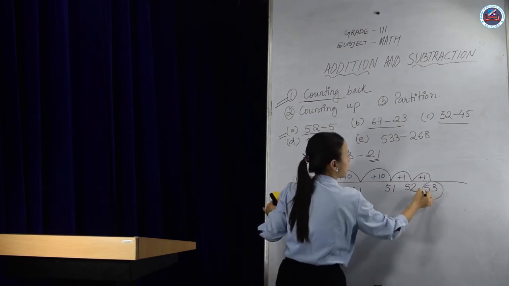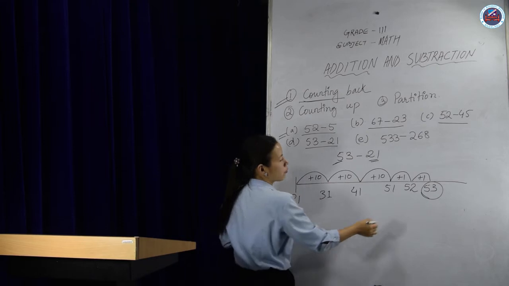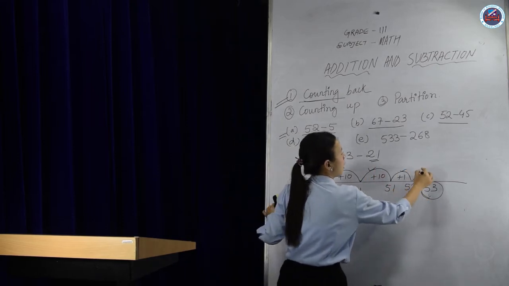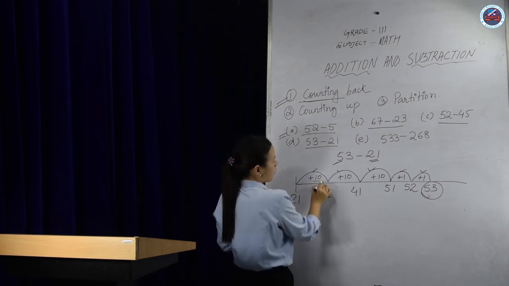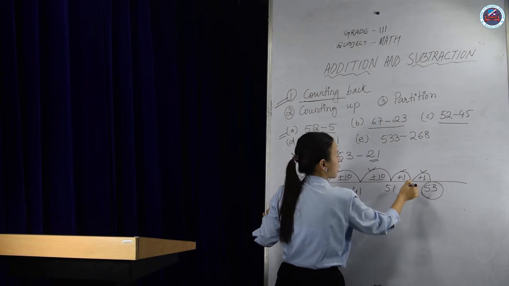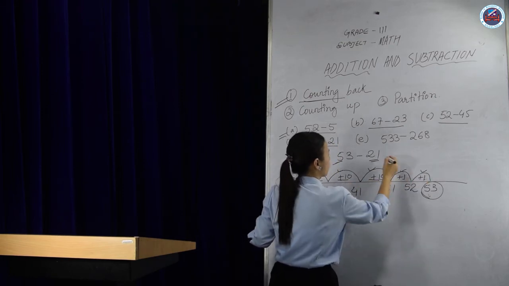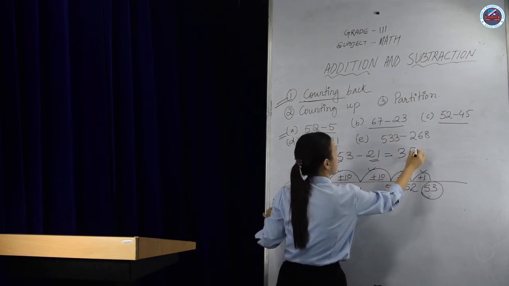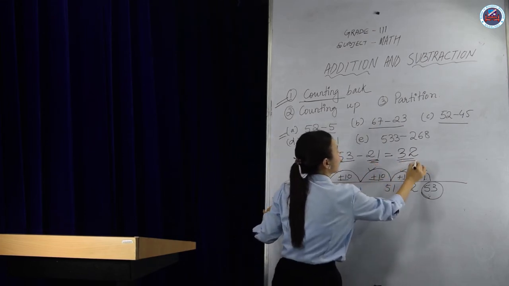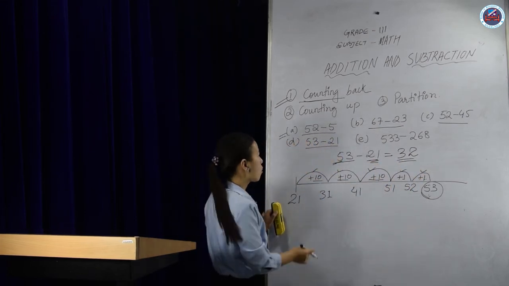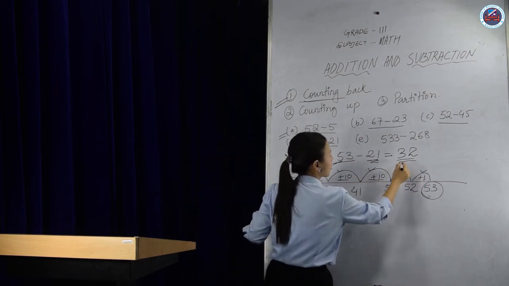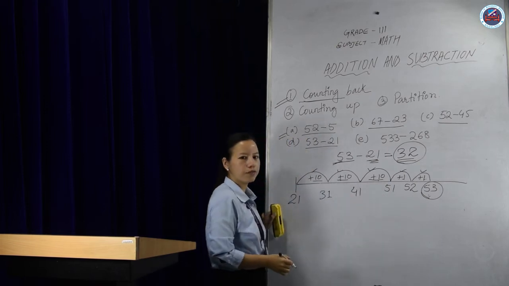So finally, we got our answer. That is the first number, 53. Now count how many tens you have taken and how many ones you have taken. So we have taken 3 tens, that is 30, and 2 ones, so 32. That is 53 minus 21 is 32. So that's how we count up the number in the tens and then in the ones to get our difference.